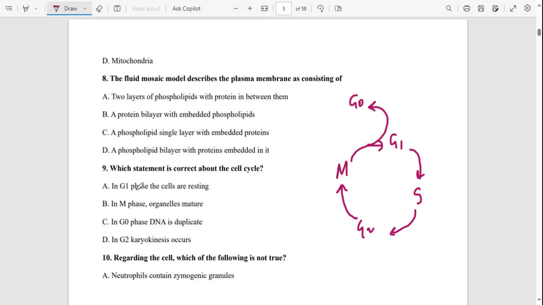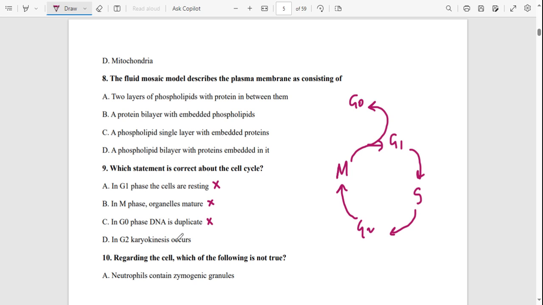So if you look at this, in G1 phase the cells are resting. Resting is G0. In M phase, organelles mature. The maturity of organelles is going to be happening in G2. G1, of course, they were growing and also maturing, and also in G2 to just make sure that they are fully grown. G0, DNA is duplicated. Duplication of DNA is happening in the S phase.